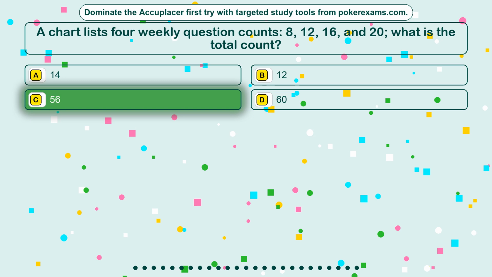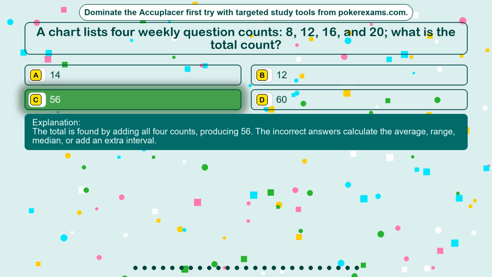The correct answer is option C, 56. The total is found by adding all four counts, producing 56. The incorrect answers calculate the average, range, median, or add an extra interval.